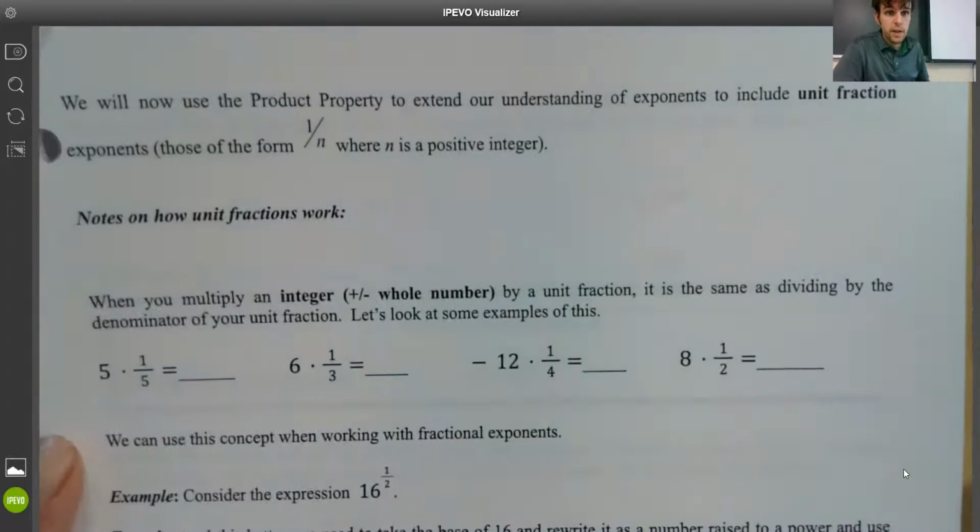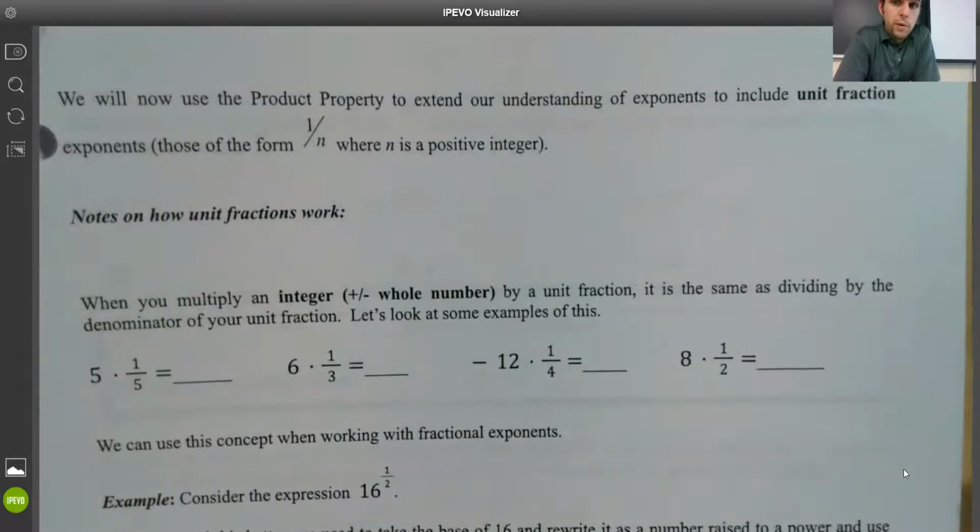Next thing we're going to do is use the product property to extend our understanding of exponents to include what's called the unit fraction. These are exponents that are written as 1 over n, where n is a positive whole number.